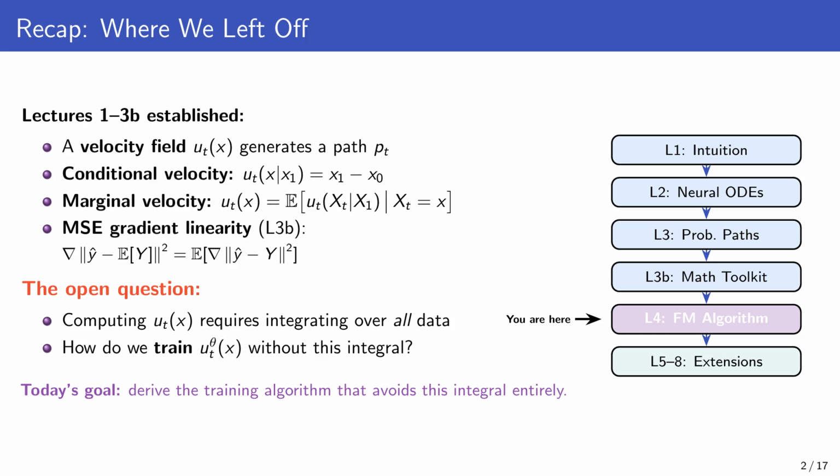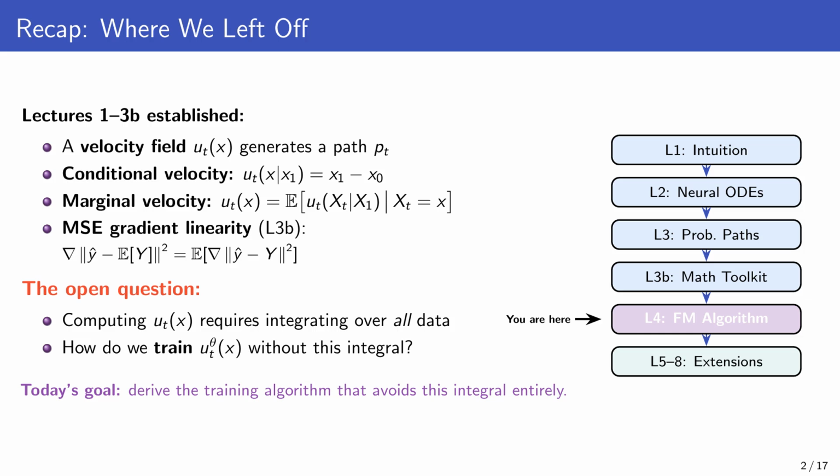We also know that the marginal velocity field, the one we actually want to learn, is the conditional expectation of these conditional velocities. It averages over all possible data points that a particle at position x at time t could be heading towards. Here is the problem. Computing this marginal velocity requires integrating over the entire training dataset. For every point x, you would need to check every single data point x1 and weight its contribution. That is completely intractable. You cannot evaluate this integral, let alone differentiate through it.